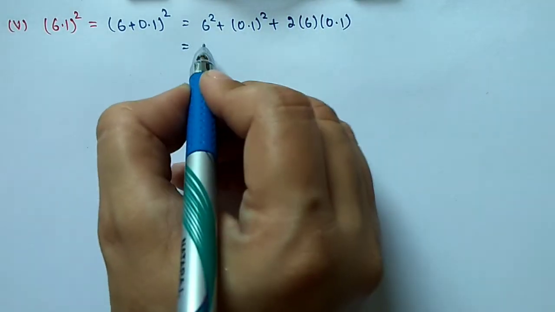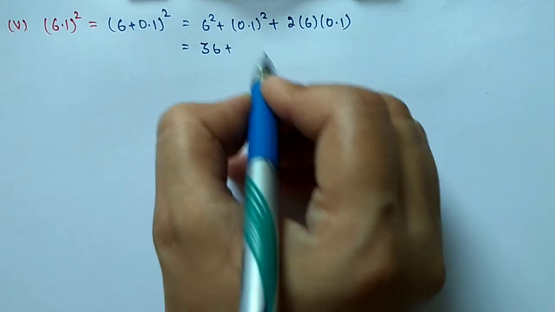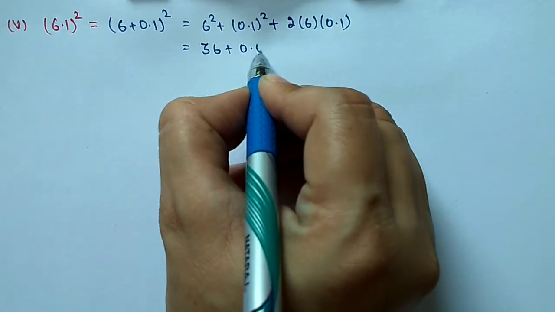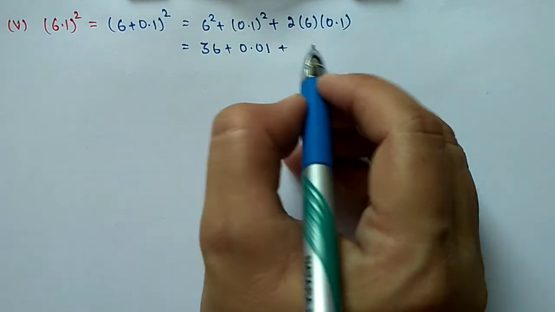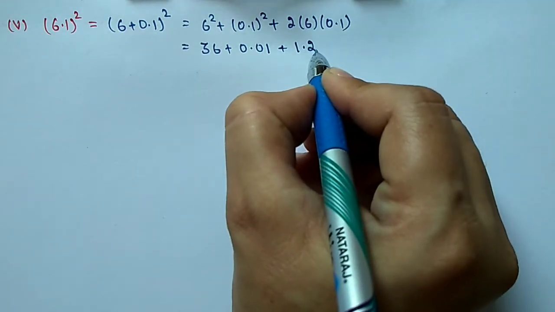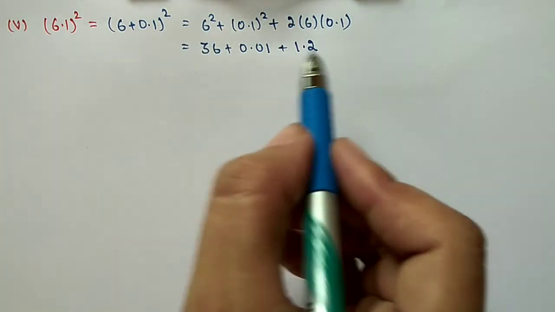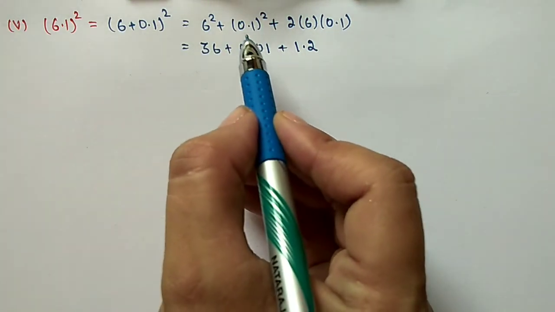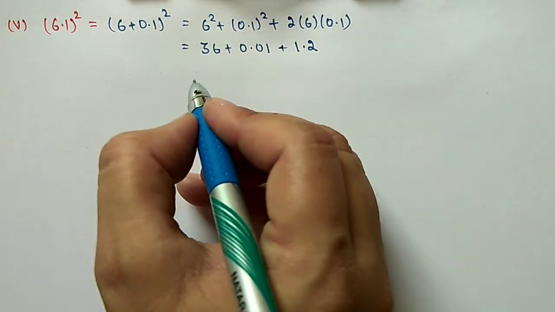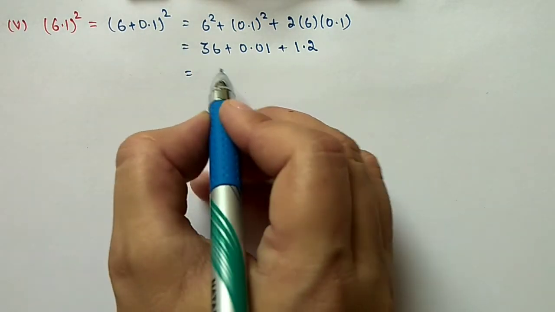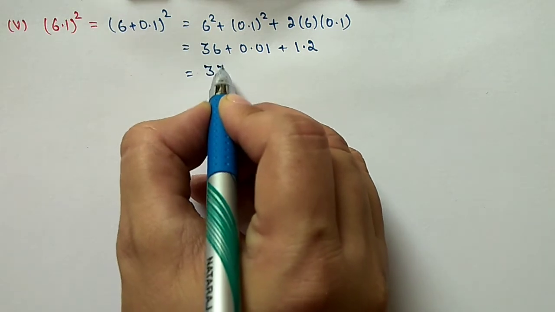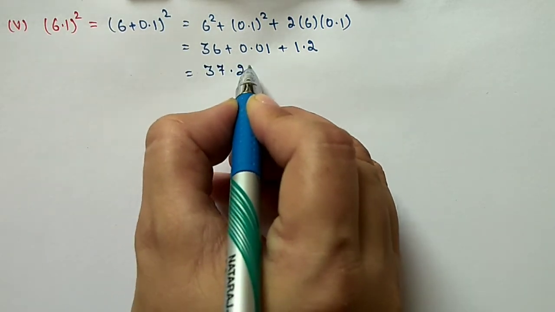6 square is 36 and 0.1 whole square will be 0.01. Then plus 2 into 6 is 12, and 12 into 0.1 will be 1.2. So during multiplication be careful when you have this type of number, 0.1 or 10 or 1000, be careful. Now these numbers we have to add. So after addition we will get 37.21.